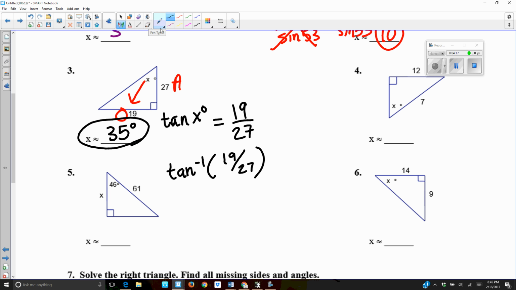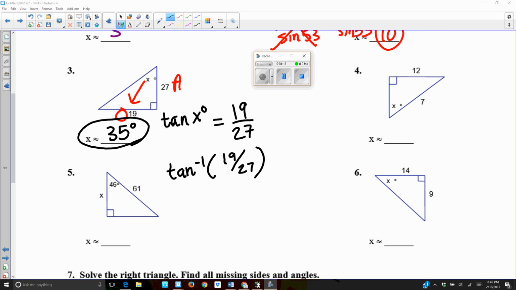Same thing on number 4. Again, you're finding the angle, so you're going to hit the second button to calculate. But first, you're going to figure out which trig function you're using. 12 is the opposite side from x, and 7 is the hypotenuse because it's opposite the right angle. So the setup for this one is going to be the sine of x equals the opposite side over the hypotenuse.